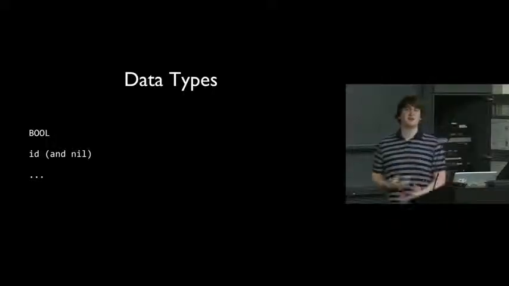ID. So if you're more familiar with C and you know what void star is, ID is sort of like that, but for objects. ID just sort of represents like a generic object. You don't know what the type of the object is, but you know that this thing is an object. And nil is sort of the counterpart of null. So nil represents a non-existent object, but it has some special properties.